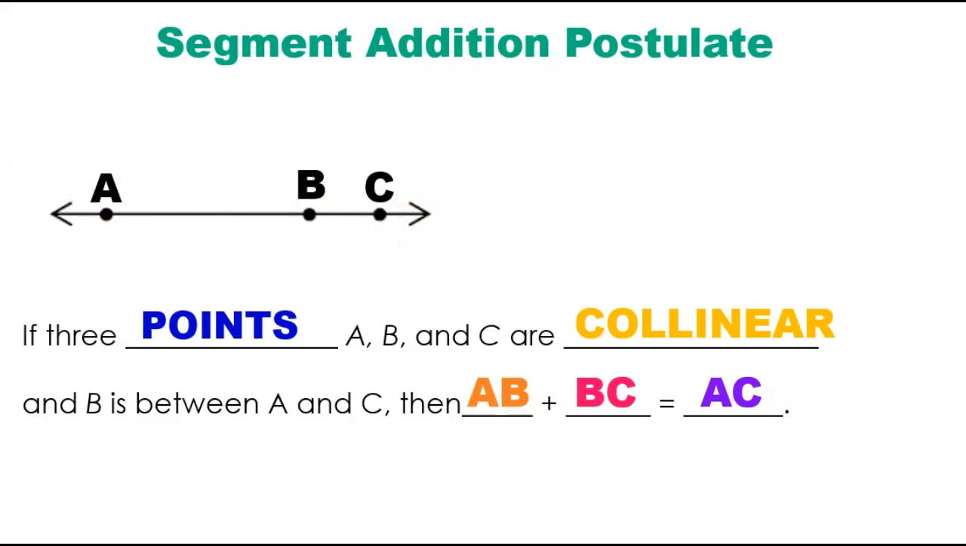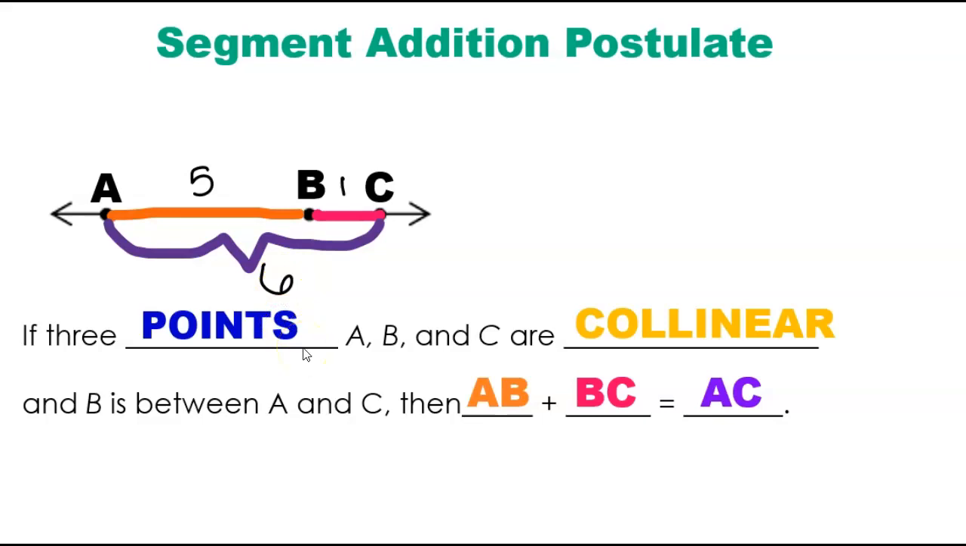Y'all, all this is saying is that if you've got 3 points and they're all on the same line, okay, 3 points on the same line, if you take this line segment, AB, plus the next one, BC, then they're going to be equal to AC. Whoa. So hard, right? So if AB is 5 and BC is 1, then that means that AC is 6, just 5 plus 1. That's all that is. It takes a really easy concept and puts a fancy name with it. That's what we do here in geometry.